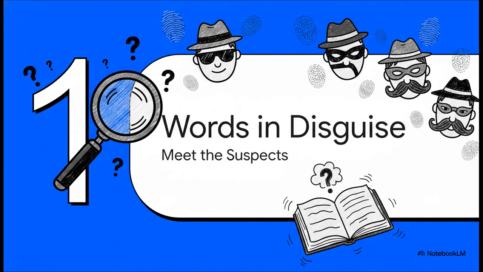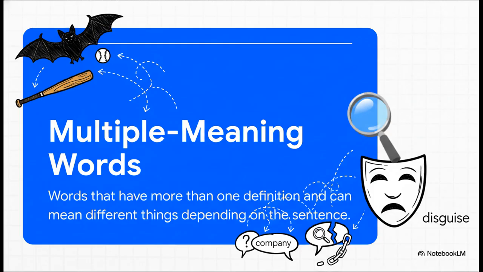All right, first things first. Every good detective needs to know their suspects. In our case, the suspects are words that love to hide their true meaning. We're calling them words in disguise, and they come in a couple of pretty tricky forms. Our number one suspect? The multiple meaning word. These guys are the real masters of disguise. Just like our friend Bat, they look and sound exactly the same, but they can have completely different identities.